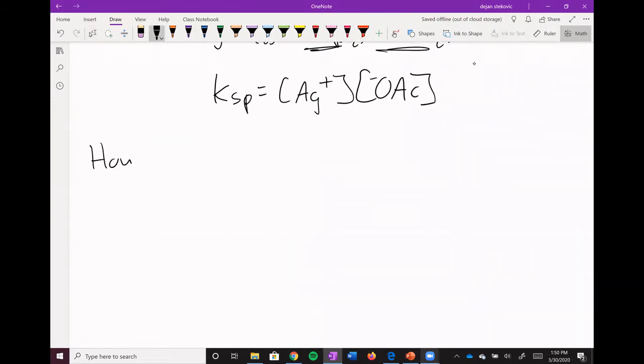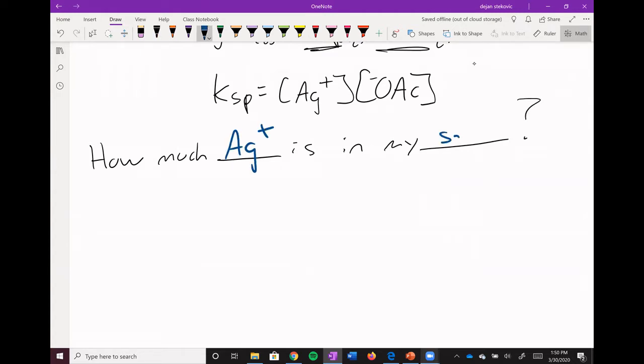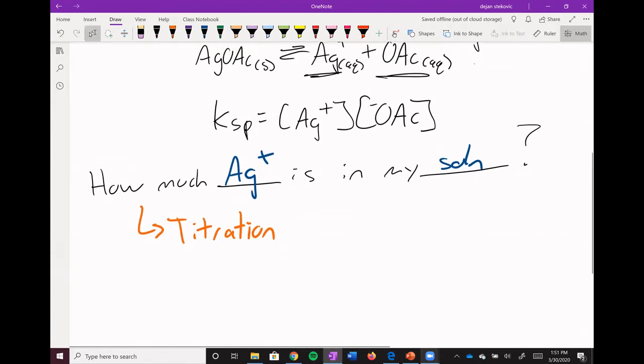So you can see in order to figure out the solubility product, the question that we're asking is how much silver is in my solution. So anytime you ask how much blank is in my blank, in this case, how much silver is in my solution, what you're kind of asking is a titration question. Titration. So we're going to use titration to figure out how much silver is dissolved, and from how much silver is dissolved, we can figure out the solubility product constant, right?